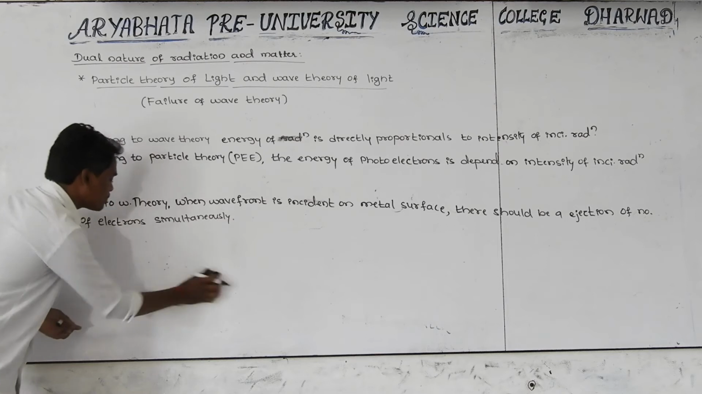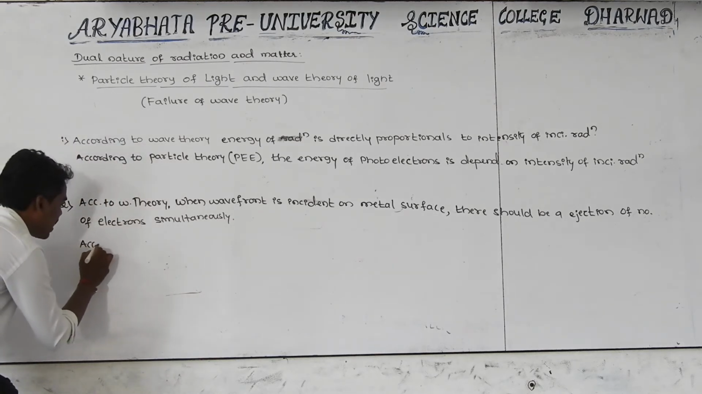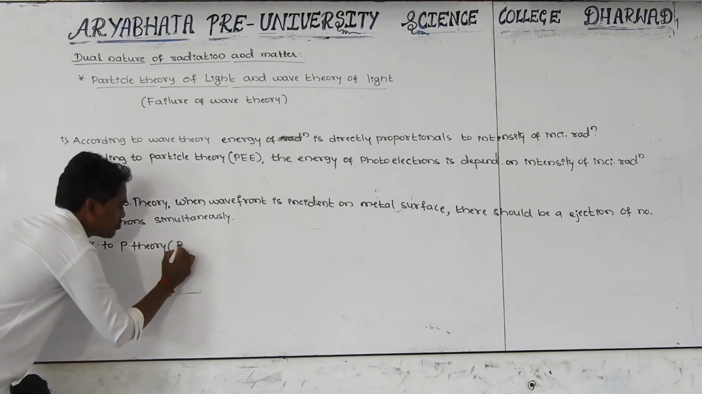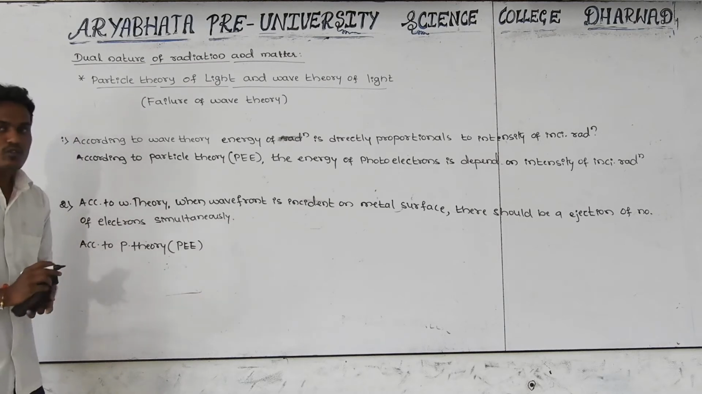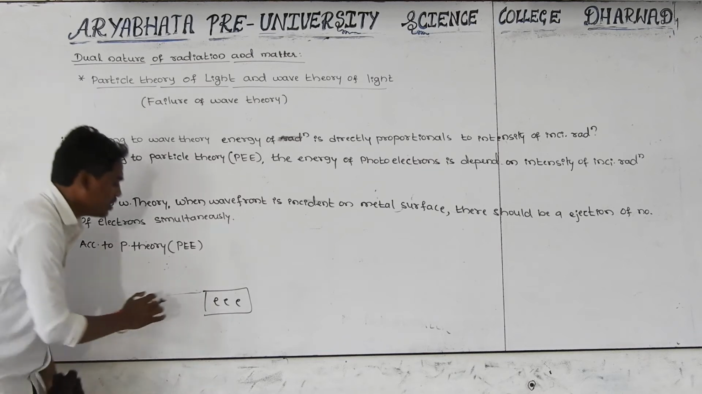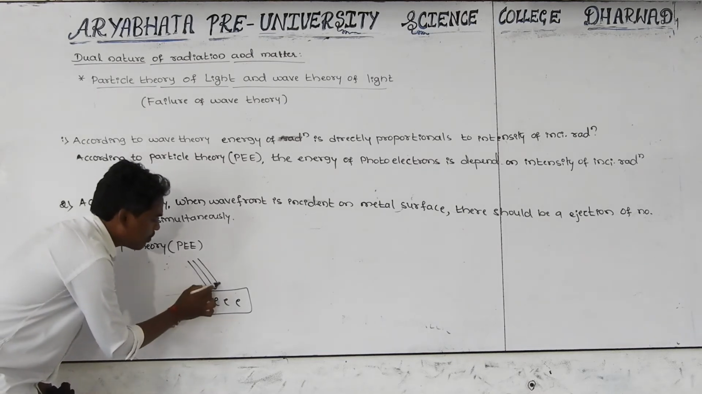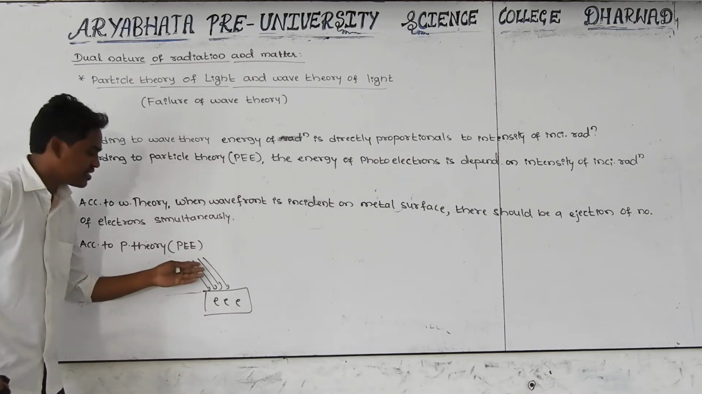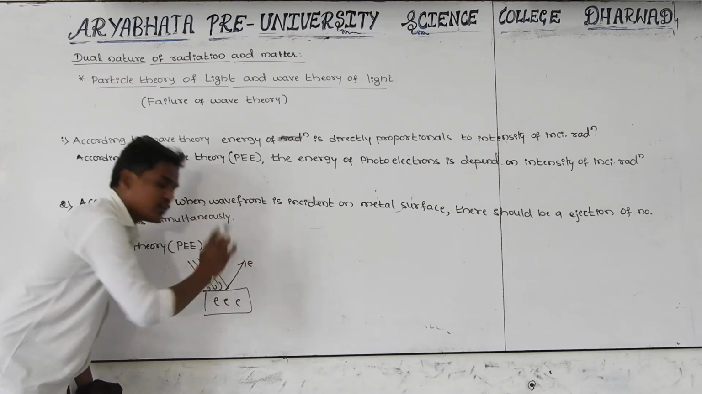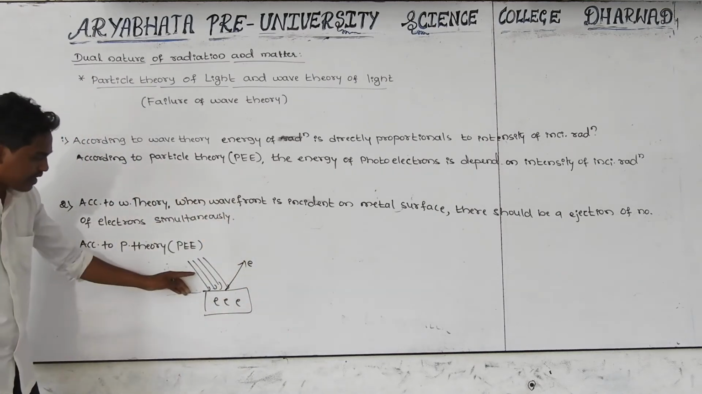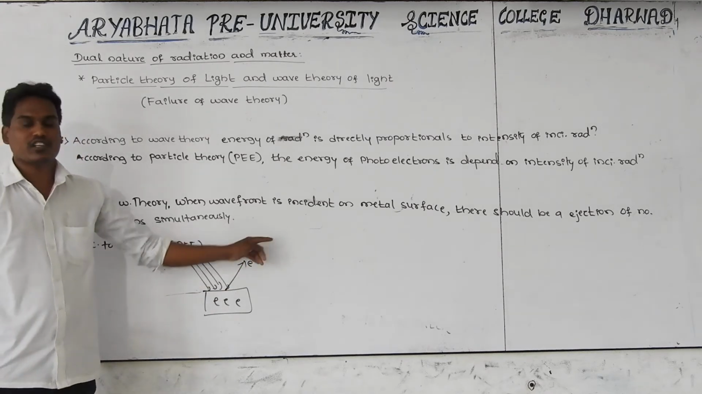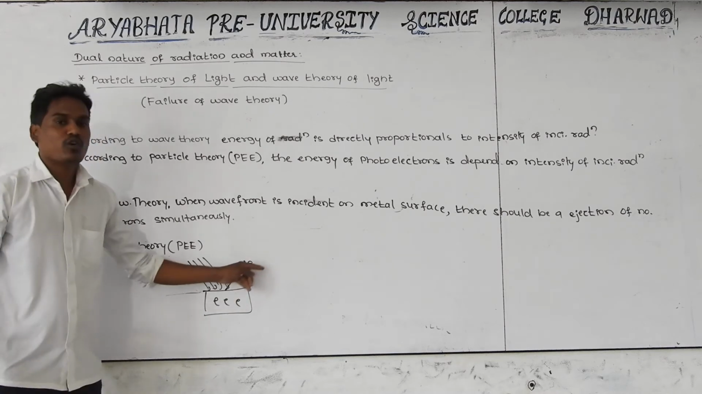But according to particle theory, what is happening? Particle theory means I am using the photoelectric effect here. Let us consider these are the number of electrons. If a wavefront, a beam of radiations, is incident on the metal surface, only one electron is emitted. For one radiation, one electron is emitted. For the second radiation, one more electron is emitted. For the third radiation, again one more electron is emitted.